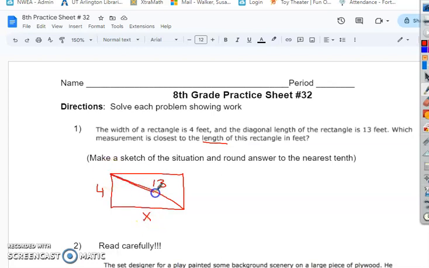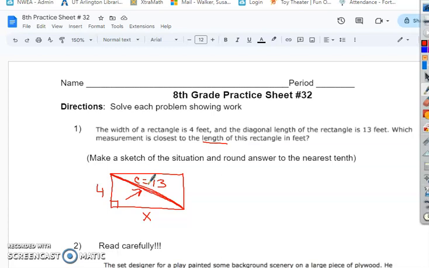So hopefully we all know rectangles have right angles. This is the long side. So hopefully we know we're going to do a squared plus b squared equals c squared to find the x. And we know the long side, we know that this is c.